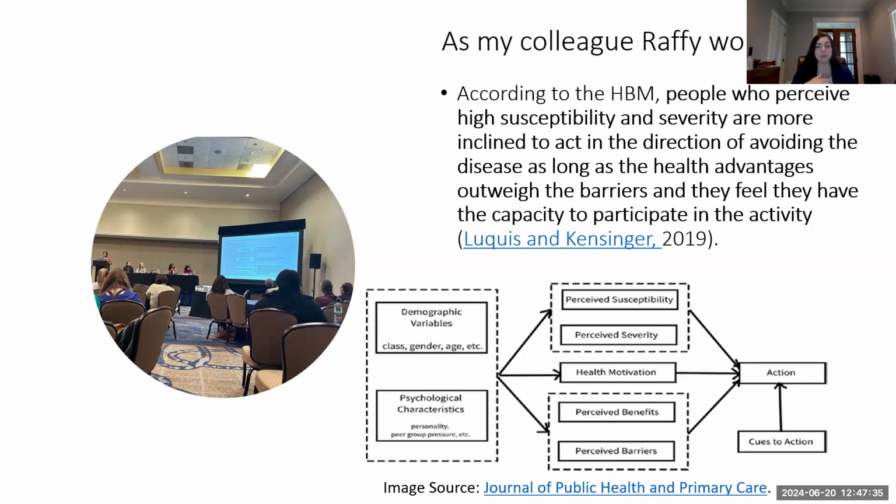Now, this is an overview in the bottom. This is an image from the Journal of Public Health and Primary Care. And this shows that our demographic variables, our psychological characteristics all impact how susceptible we feel that we are, how we perceive severity, how we perceive whether or not we're motivated to change a behavior, and our understanding of the benefits and barriers. And we as healthcare and public health professionals can impact that cues to action at the bottom in order to spur action forward.